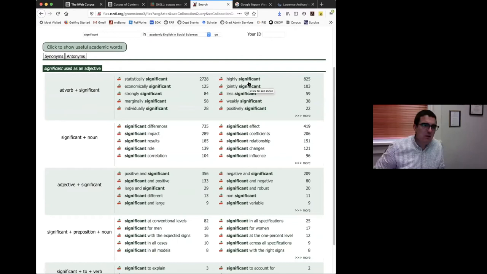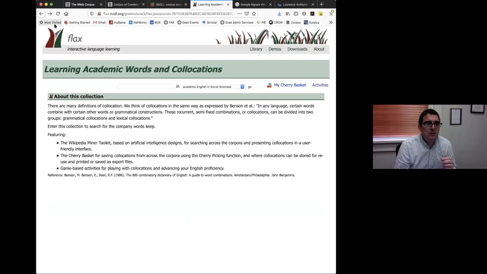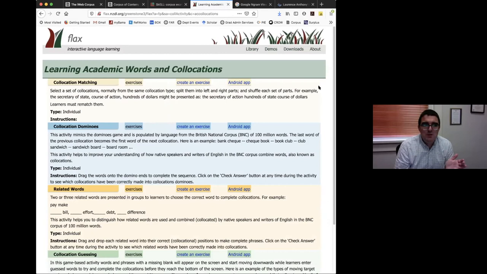I didn't include any activities specifically designed for FLAX today, but basically all of the activities previously presented could be adjusted using FLAX. Just going back to the FLAX page for a moment, I will draw your attention to their activities. You can design your own collocation word games here, collocation guessing games. So this can be a nice space to direct your students to learn some collocations. You can create the exercise and then distribute it, and then your students can use it. Okay, I will go back to the slides for a moment.